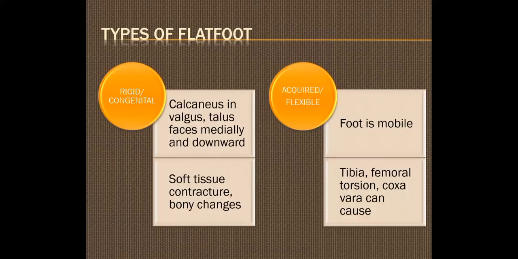There are two types of flat foot. One is the rigid and congenital type, and the second one is the acquired or flexible type. In the rigid and congenital type of flat foot, the calcaneus is in valgus and the talus faces medially and downward. Soft tissue contracture and bony changes are seen in rigid flat foot. In acquired or flexible flat foot, the foot is in mobile condition. Tibial torsion or femoral torsion and coxa vara can cause acquired or flexible flat foot.